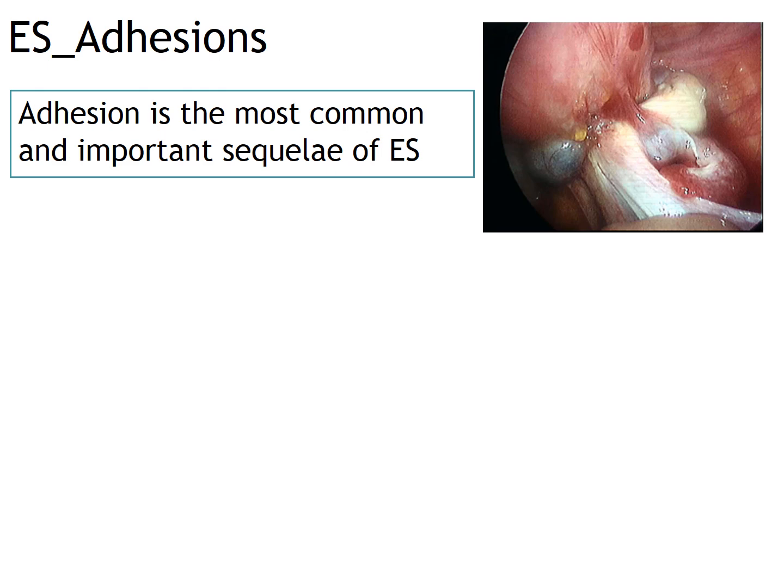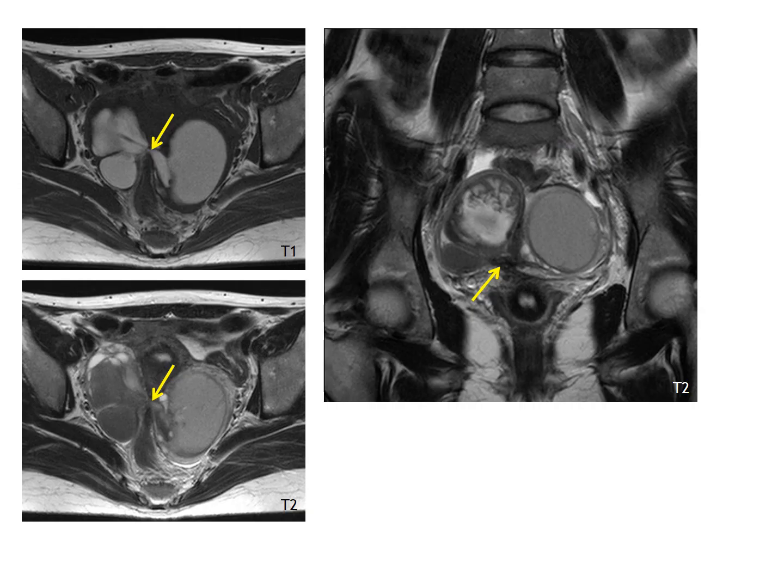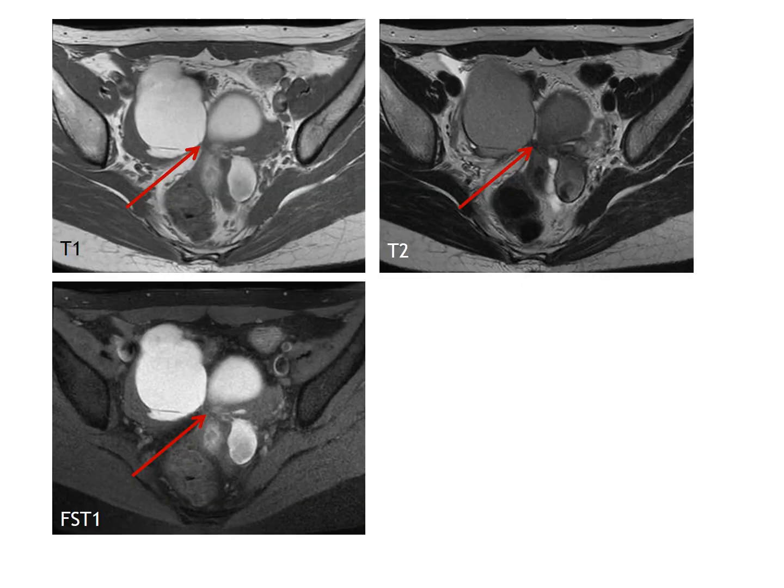Adhesion is the most common and important sequelae of endometriosis. Findings suggesting adhesion are variable, including posterior displacement of the uterus and ovaries, elevation of the posterior vaginal fornix, angulation of bowel loops, speculated low-intensity strands on the interface of pelvic organs, hydrosalpinx, and loculated fluid collections, so-called peritoneal inclusion cyst. Here you see endometriomas on both sides and the severe adhesions between those endometriomas and the uterus. Another case of multiple endometriomas and the severe adhesion among them.